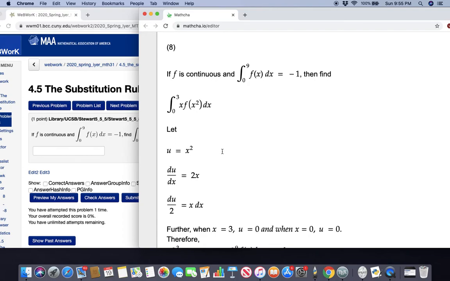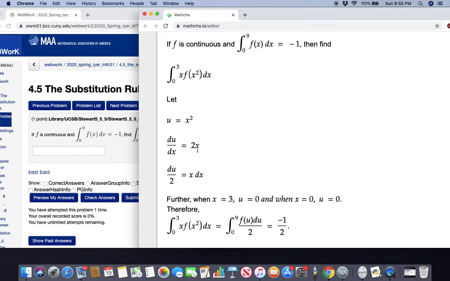Let u equals x squared. Then du/dx is 2x. I don't need 2x. I need x dx. So I'll get the 2 down and move the dx up. So du over 2 equals x dx.